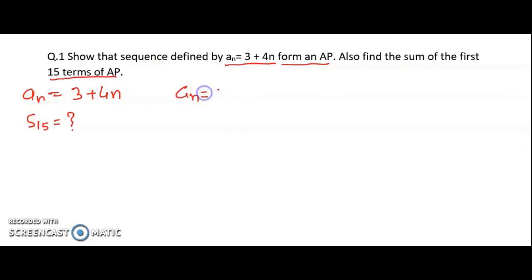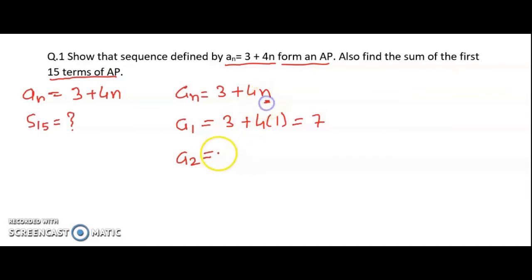So here an equal to 3 plus 4n is given. Now if you want to find out the sequence of numbers, then we have to find the first term, second term, third term, like this. To find the first term, that is a1, replace this n with 1, so you will get 3 plus 4 times 1. So the first term is equal to 7. Same way, for the second term, we replace n with 2. So you will get 3 plus 4 multiplied by 2, that is 8 plus 3, that is 11.